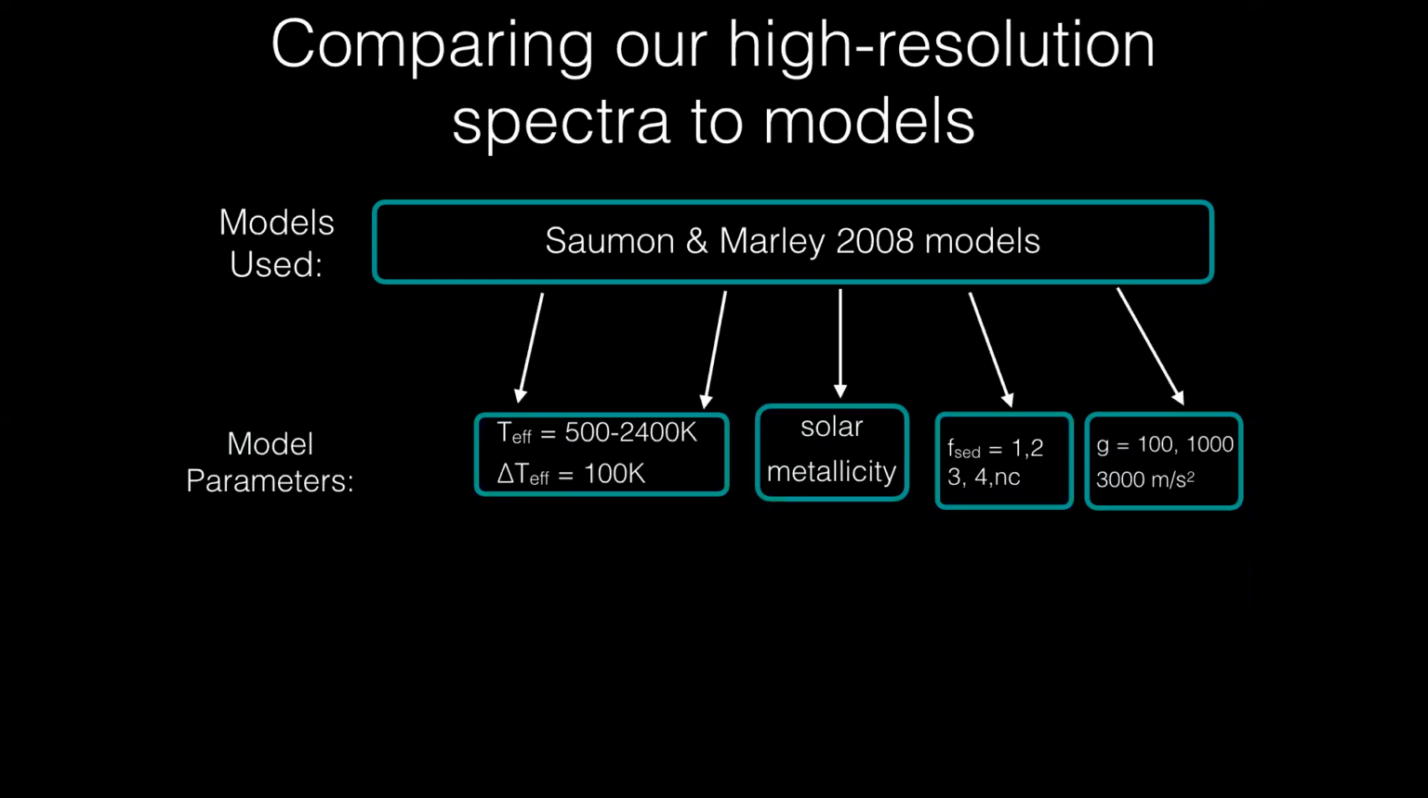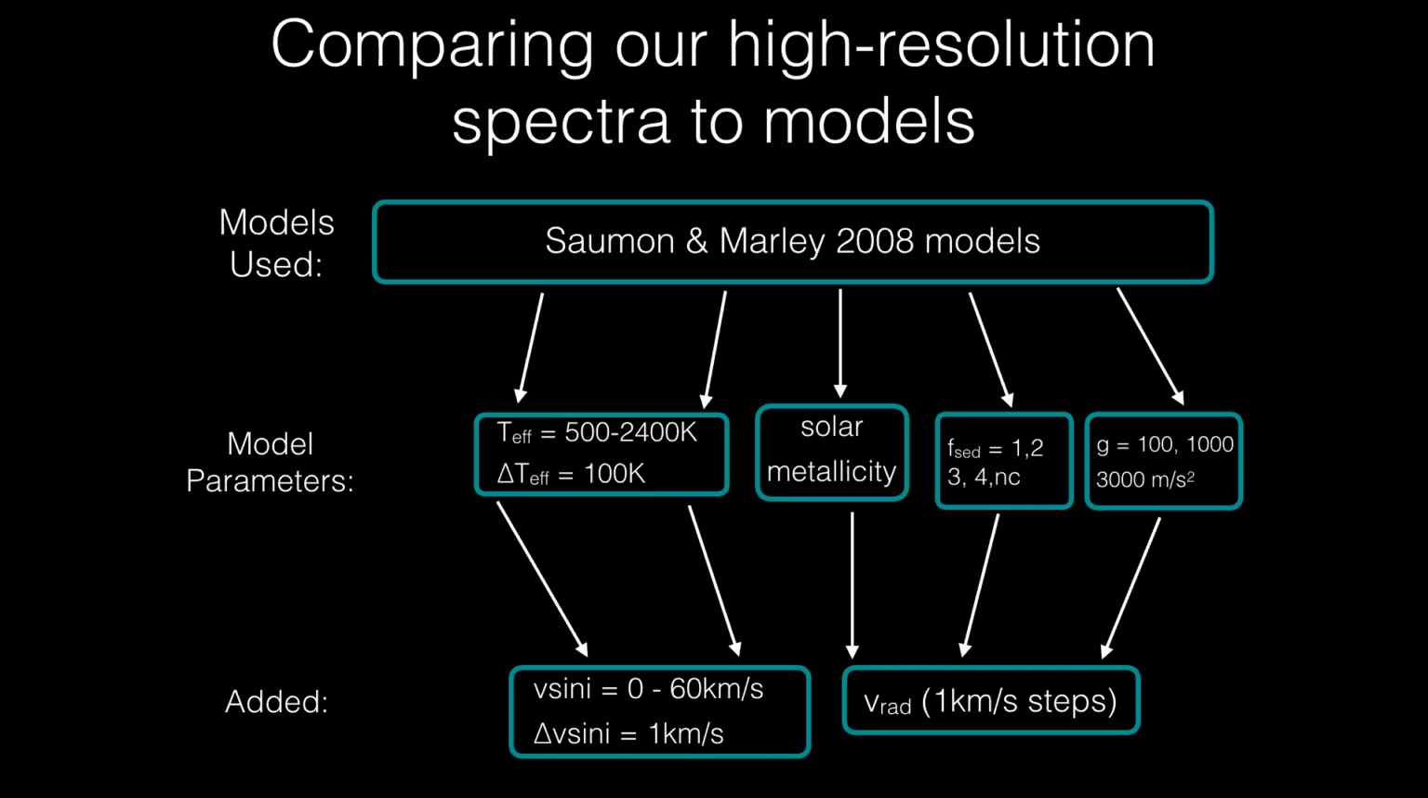Our temperature grid goes from 500 to 2400 Kelvin in steps of 100 Kelvin. Our models all have solar metallicity. We have surface gravities of 100, 1000, and 3000 meters per second squared. We also include different values of what we refer to as the sedimentation efficiency parameter, FSED, which measures how good an object is at getting rid of clouds. So higher values of FSED mean fewer clouds, lower values of FSED mean more clouds. We also had cloud-free models.